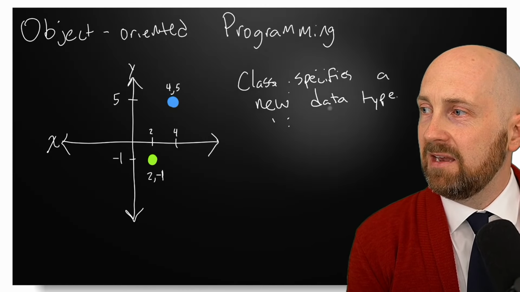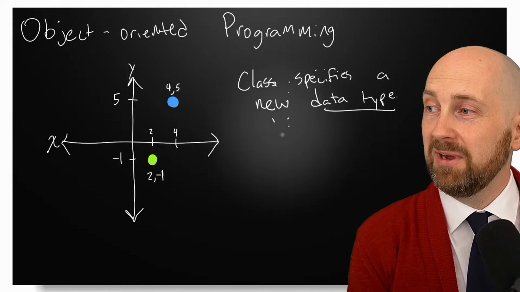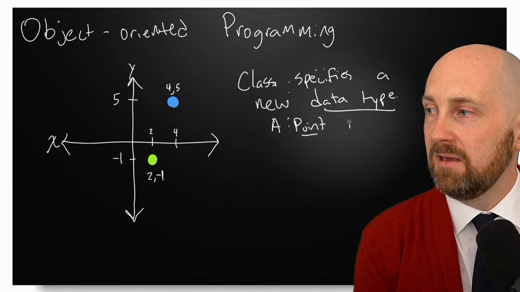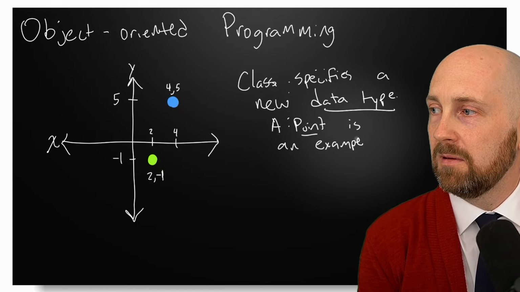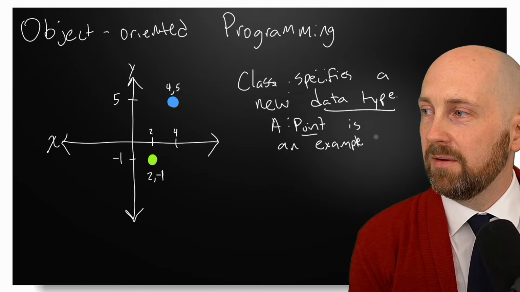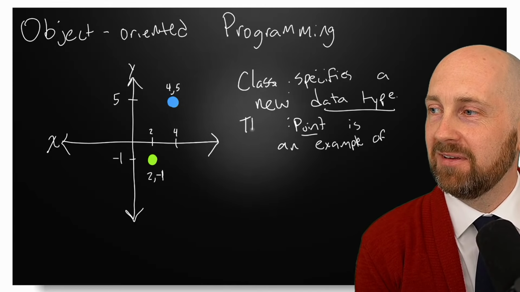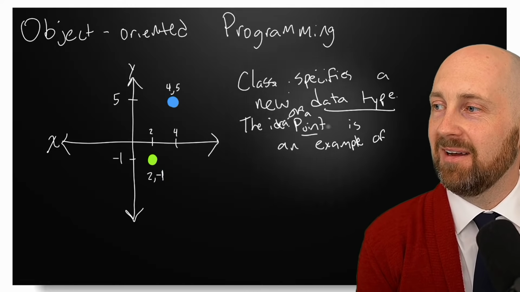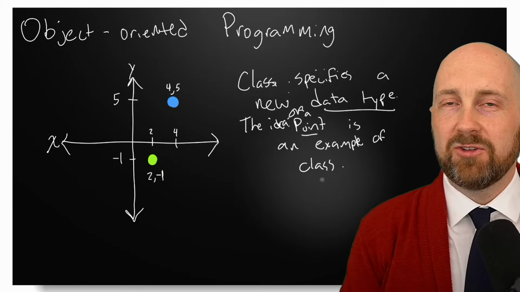When we think of a point, we can think of the idea of a point as an example of a class. I'm not going to say a point, let's actually call this the idea of a point. This is a little sloppy, but the idea of a point is an example of a class, right? So what do I mean by this?